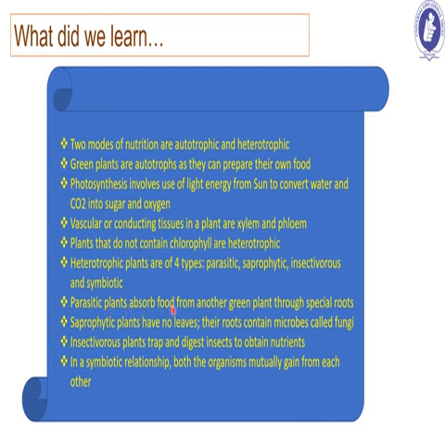Parasitic plants absorb food from another green plant through special roots. Saprophytic plants have no leaves. Their roots contain microbes called fungi. Insectivorous plants trap and digest insects to obtain nutrients. In a symbiotic relationship, both the organisms mutually gain from each other.